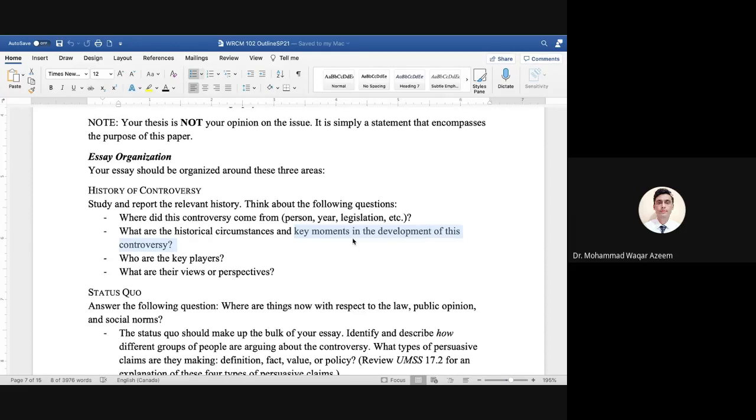Okay. Once again, you cannot say it just from your own mind. You need to have a resource where you read all this. Okay. And then you provide that information in your essay based upon your own reading. Of course, you will need a citation for that, which we will also discuss later on. Okay. But this is how you will trace the key moments in the development of this controversy.